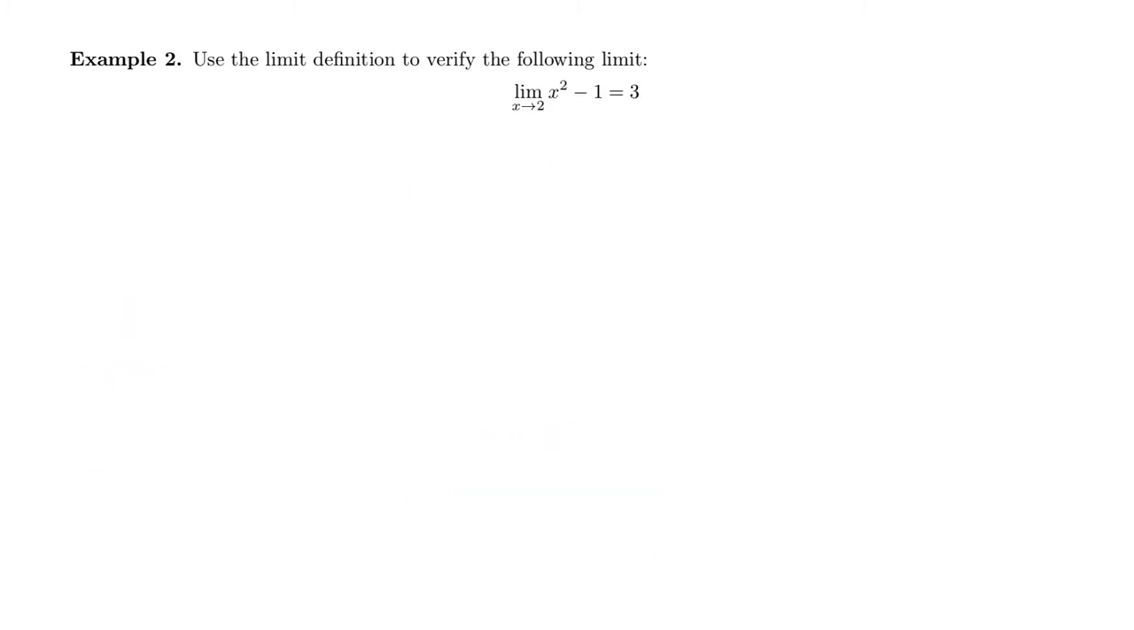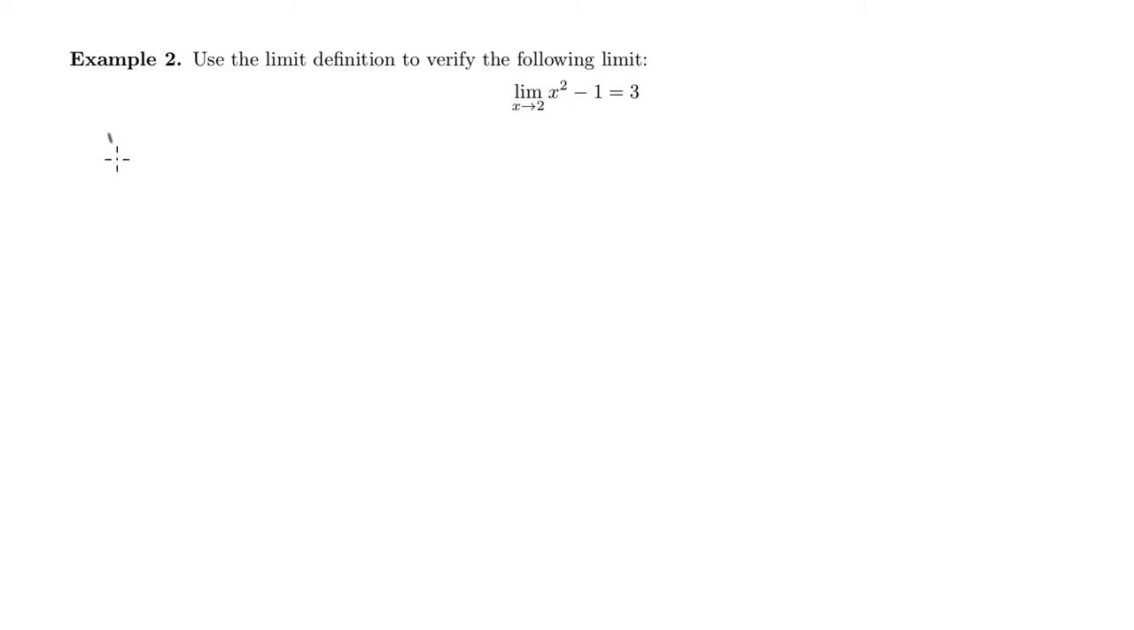Okay, so we're playing the same game. We're trying to justify or prove this limit. Now, of course, using the limit laws, this is a walk in the park. I just plug in 2 and I get 3. But that's not the goal here. The goal here is not to get the right answer. The goal is to justify the correct answer. So how do we do that?